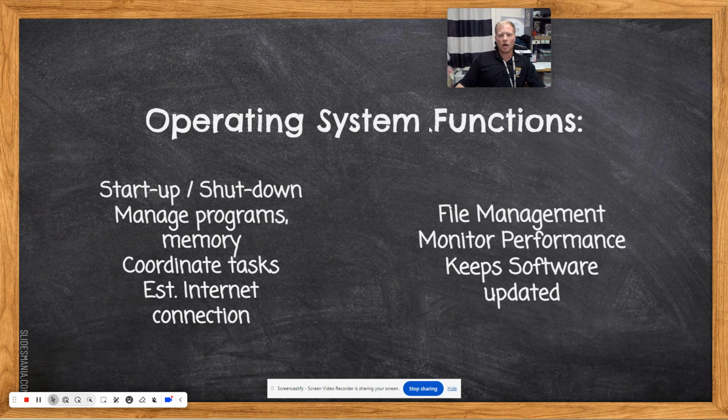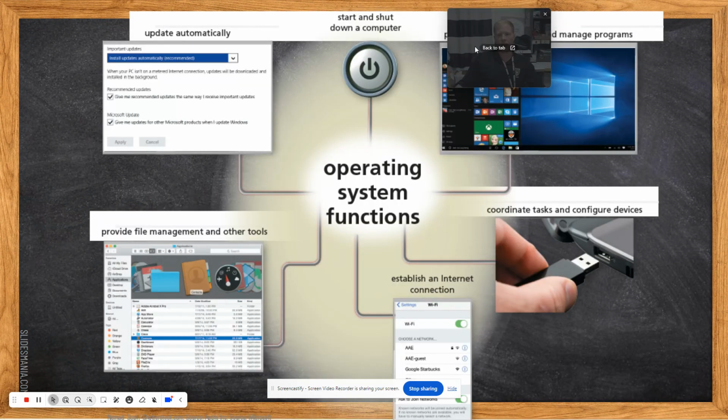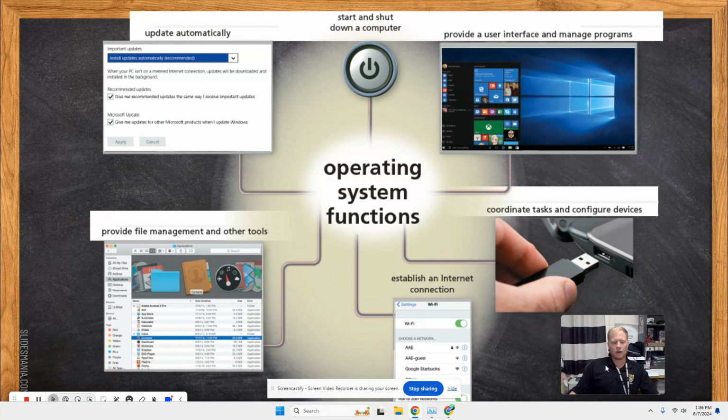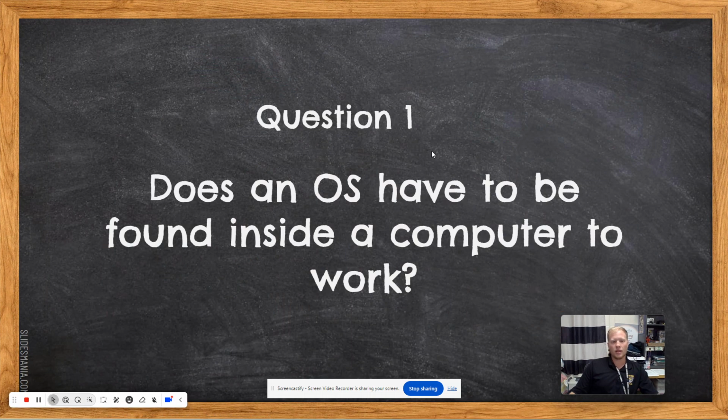All right, what does an operating system do? It does quite a lot. It does all of these things, but I like this picture here. So if you look, 6 things that it does: starts up and shuts down computers, provides the user interface that the user interacts with, coordinates different tasks, establishes internet connection, file management, and also offers automatic updates. So those are your 6 functions of an operating system.